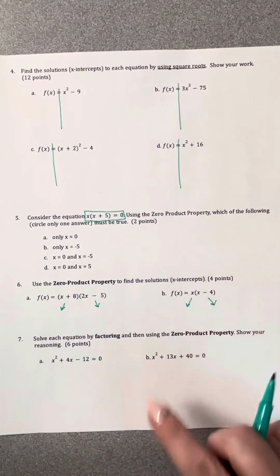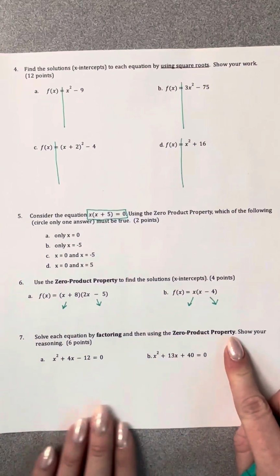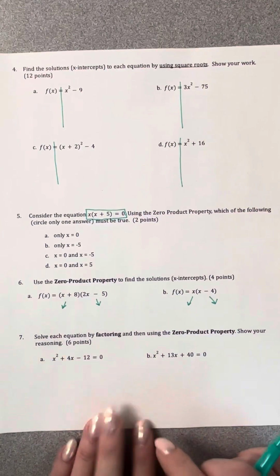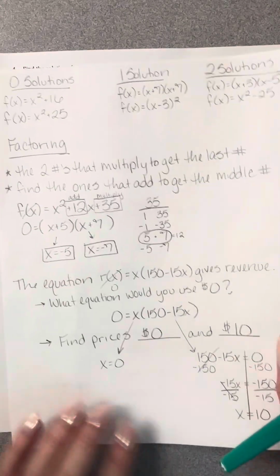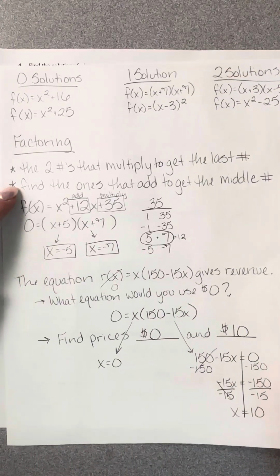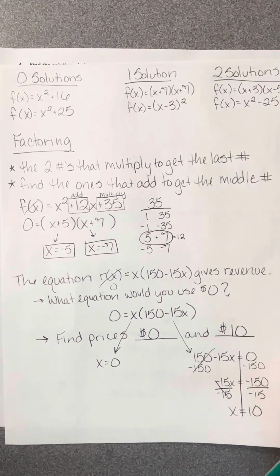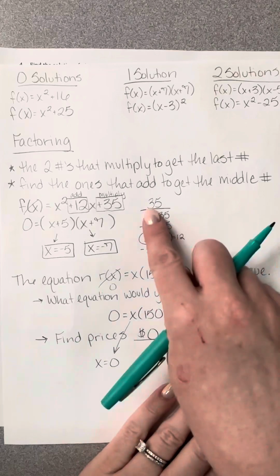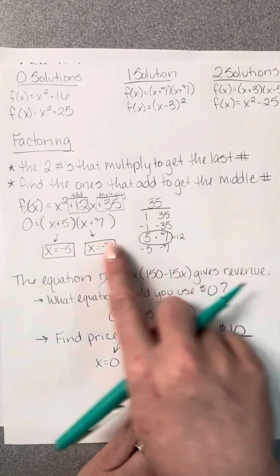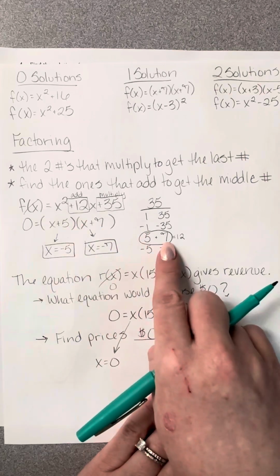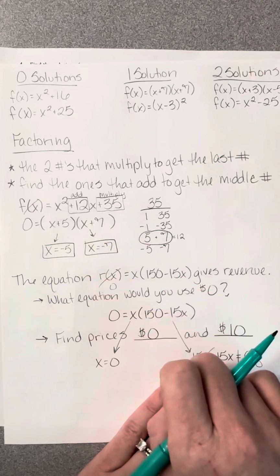And then finally at the end, solve each equation by factoring and then using the zero product property. Show your reasoning. So we're doing the factoring. So make sure that you're looking, we're finding the 2 numbers that multiply to get the last number. And then once we find all the factors like this, we're then going to find the ones that add to get the middle number. So you can see here, our middle number was 12, so we did 5 plus 7 equals 12. Then 5 times 7 was also 35.